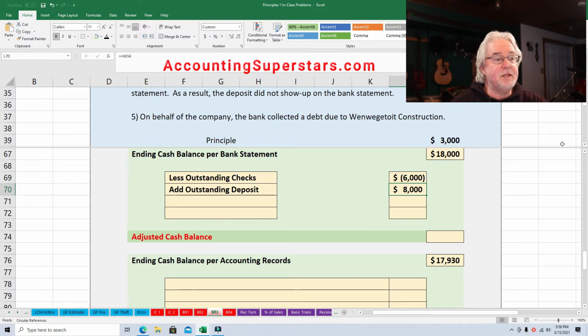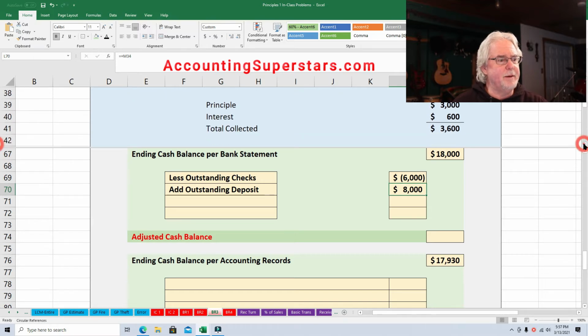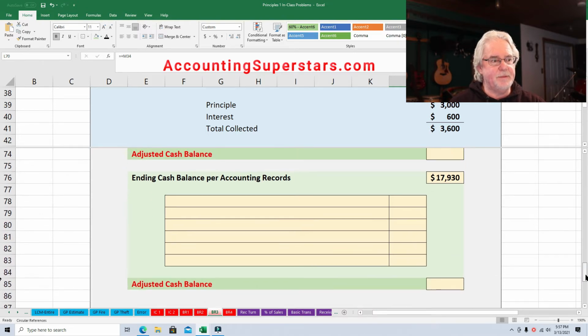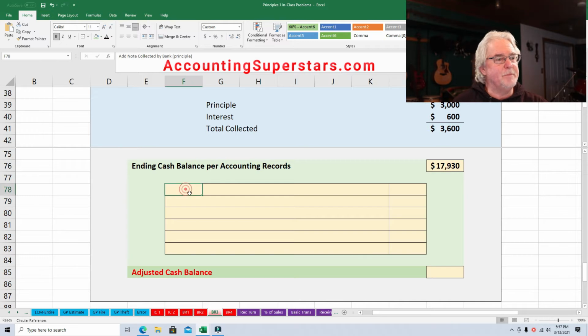On behalf of the company, the bank collected a debt due to when we get to a construction. So sometimes banks act as a middle person and collect money for the company. And so this is something that the company didn't really know about here until they got their bank statement. So it's going to go down in the bottom section. Things that the company doesn't know about goes in the bottom section.